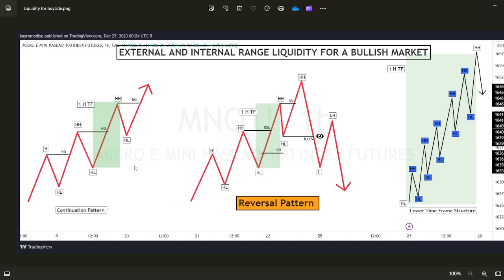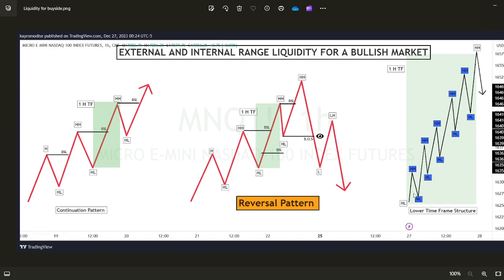Is this higher low the one that you see right here? Look at this higher high. Is this one right here? So I'm trying to zoom in on a lower time frame. See what I see here. Then I will see this right here. Without wasting any time, guys, let's go to the bearish market and see how we identify.